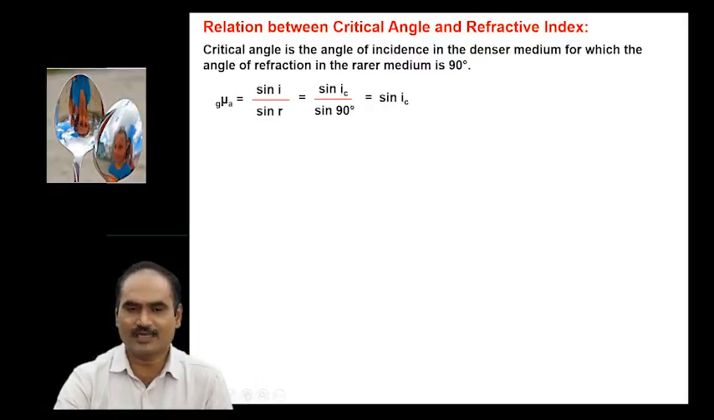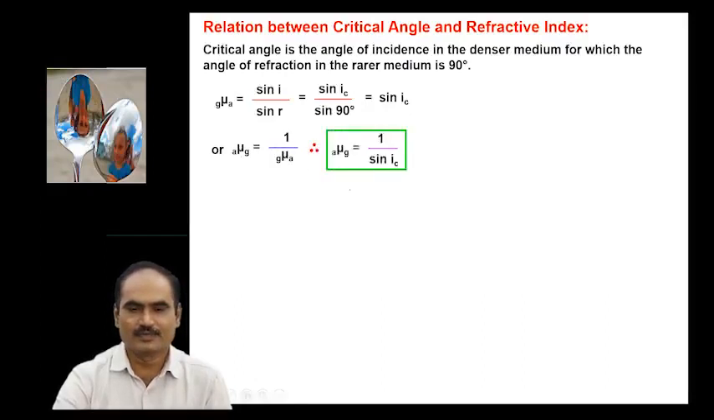But sin i, where i is the angle of incidence, that is the critical angle, will be written as sin IC. Then the angle of refraction is 90 degrees, that is sin 90. So mu is equal to sin 90 by sin IC. Therefore, the refractive index of any medium can be written as the sine of the critical angle, like this.